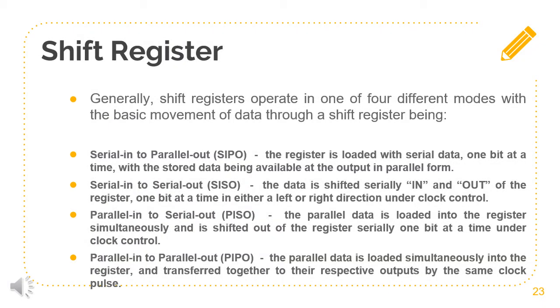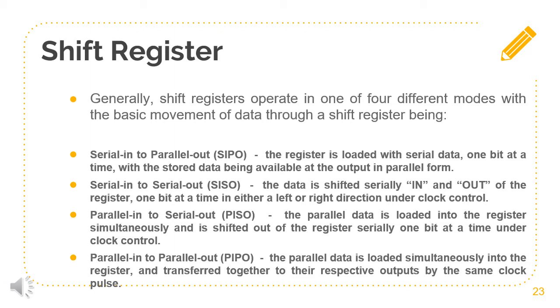Generally, shift registers operate in one of 4 different modes, with the basic movement of data through a shift register being: 1. Serial in to parallel out, SIPO. The register is loaded with serial data, 1 bit at a time, with the stored data being available at the output in parallel form. 2. Serial in to serial out, SISO. The data is shifted serially in and out of the register, 1 bit at a time in either a left or right direction under clock control.